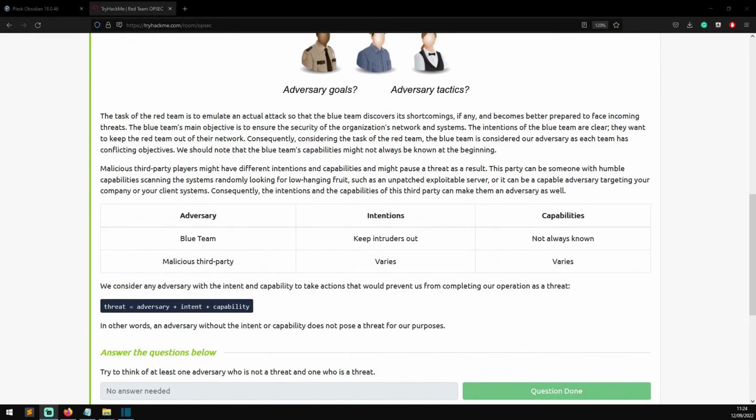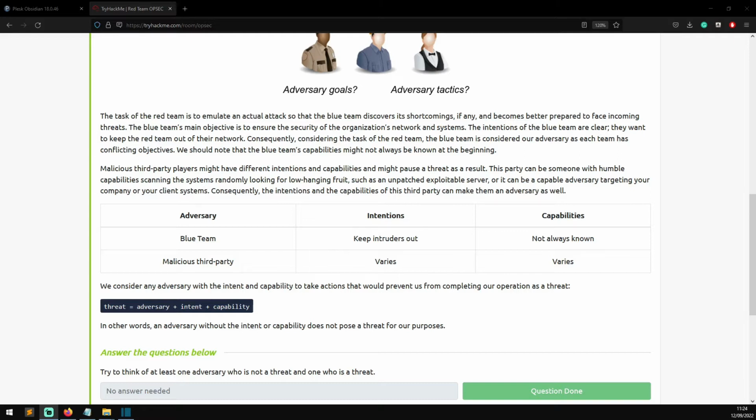Cool. The task of the red team is to emulate an attack so that the blue team discovers its shortcomings, if any, and becomes better prepared to face incoming threats. The blue team's main objective is to ensure the security of the organization's network and systems. The intentions of the blue team are clear. They want to keep the red team out of their network. Consequently, considering the task of the red team, the blue team is considered our adversary, as each team has conflicting objectives. We should note that the blue team's capabilities might not always be known at the beginning.